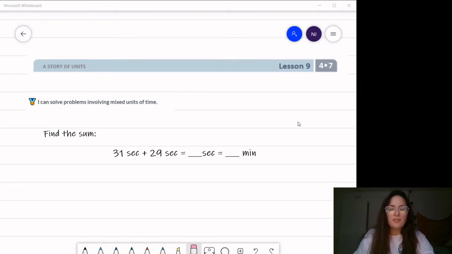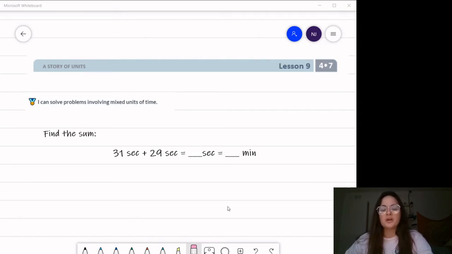I am here to go over the Lesson 9 concept development with you guys. So for Lesson 9, you are going to need a piece of paper to take some notes and copy down some example problems. So let's go ahead and just jump into it. Our I can statement says that I can solve problems involving mixed units of time. So this is going to be just like lessons 8, 7, and 6, except this time our units are going to be time. So you're going to see a lot of the same strategies. We're just going to be talking about different conversions.